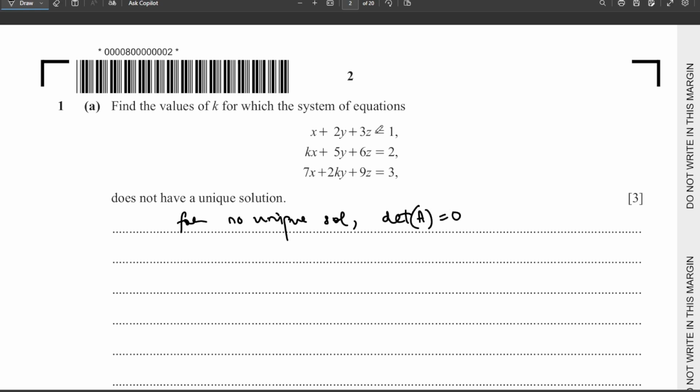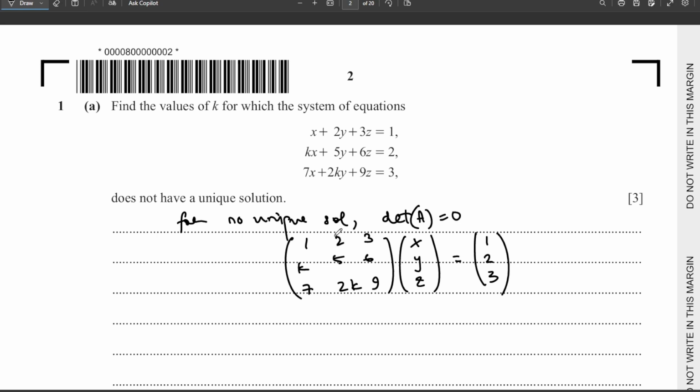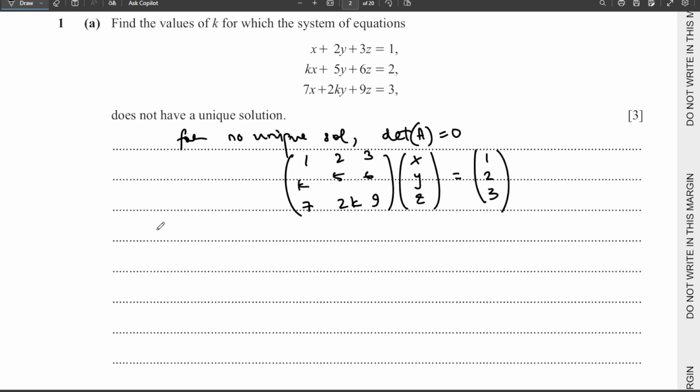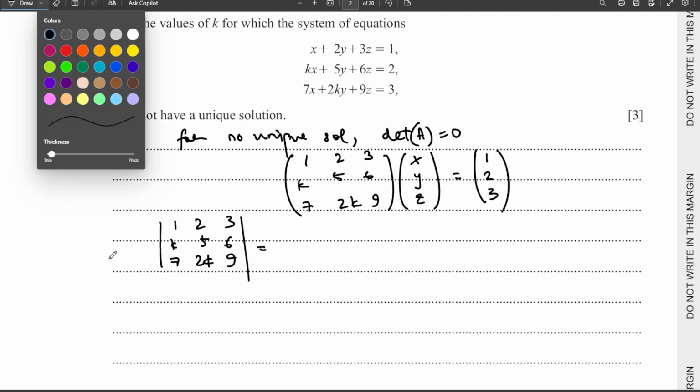The matrix we are talking about is what we get by writing this system of equations in matrix form, which comes from matrix algebra, the matrix multiplication with x, y, z. You should know this by now. To find the determinant of this entire 3x3 matrix, there are a few different ways of doing this. You can just memorize the formula, but I prefer to do it this way.